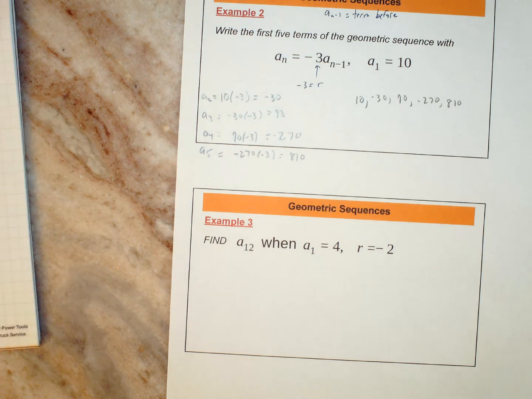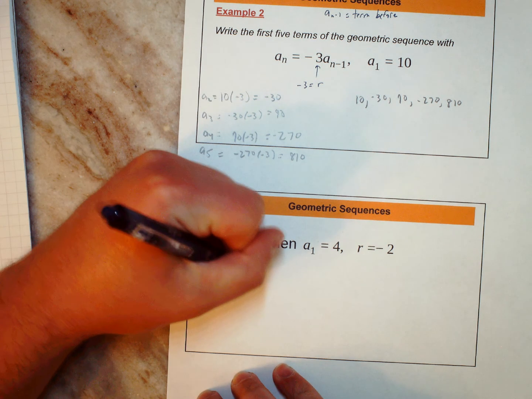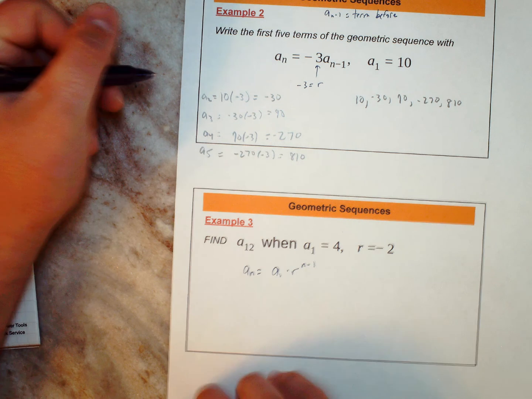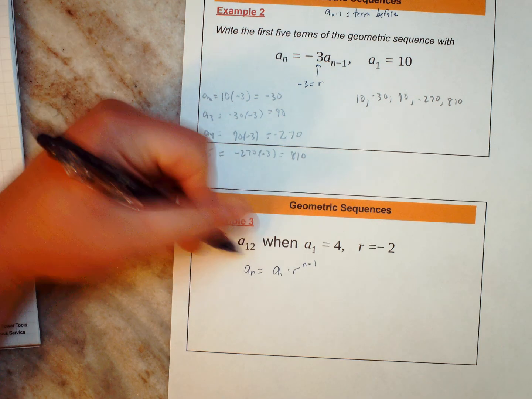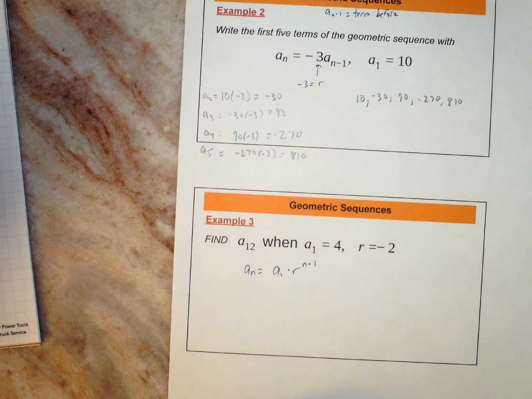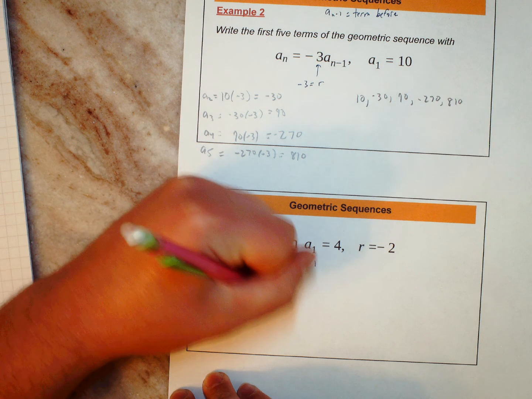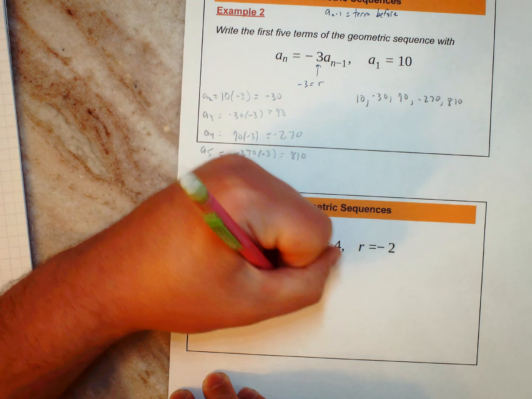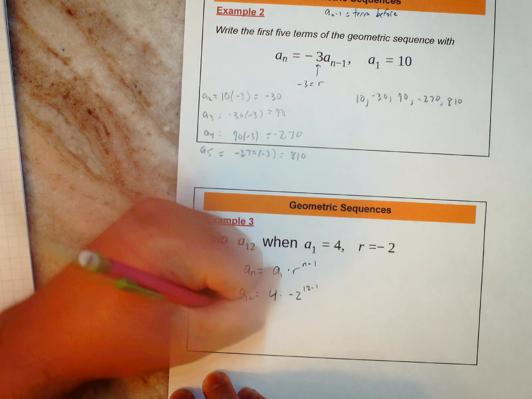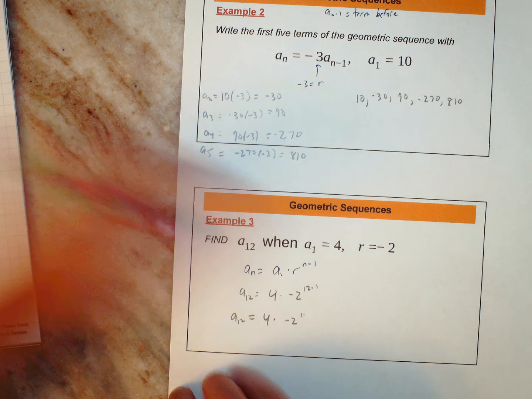Example 3. This is where we're going to use the formula we wrote on the first slide: a sub n equals a1 times r to the n minus 1. Because I don't want the first 5 terms, I want the 12th, and I don't want you writing out all 12 terms. So you're going to plug everything in. a sub 12 equals a1, which is 4, times the common ratio, which is negative 2, raised to the n minus 1, which is 12 minus 1. So a12 equals 4 times negative 2 to the 11th.